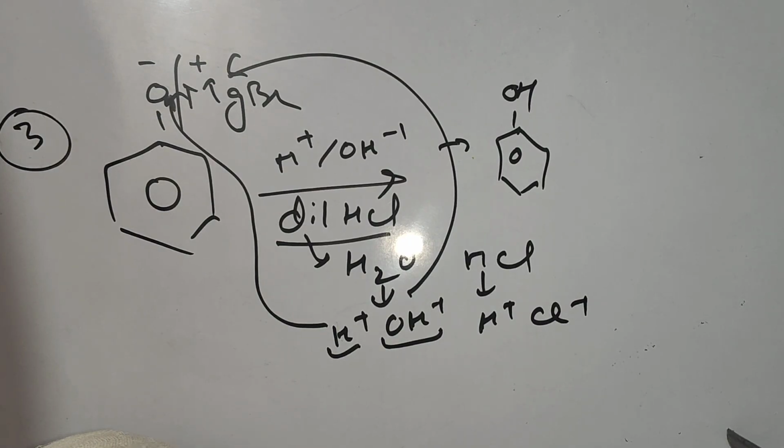Aerial oxidation means we have to pass oxygen directly through the liquid. We will bubble the oxygen gas through that liquid and we will heat it, and then the further process will start like this. That's it. This is the end of the video.